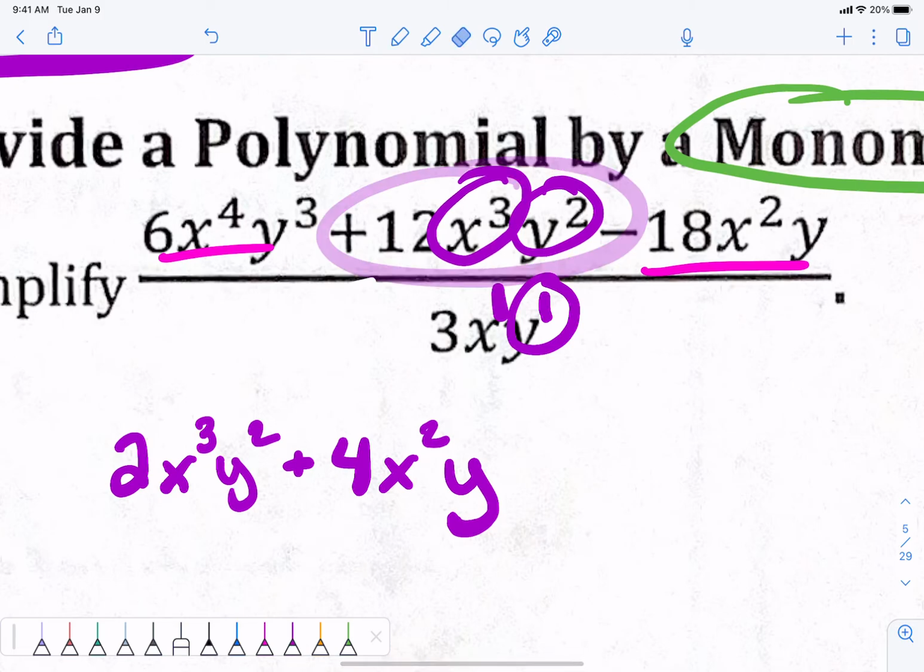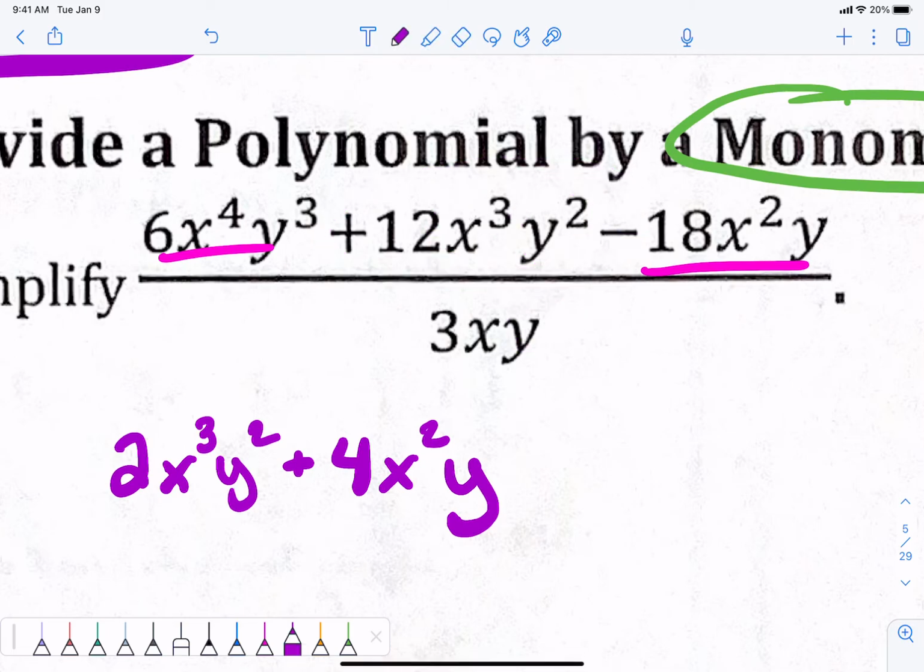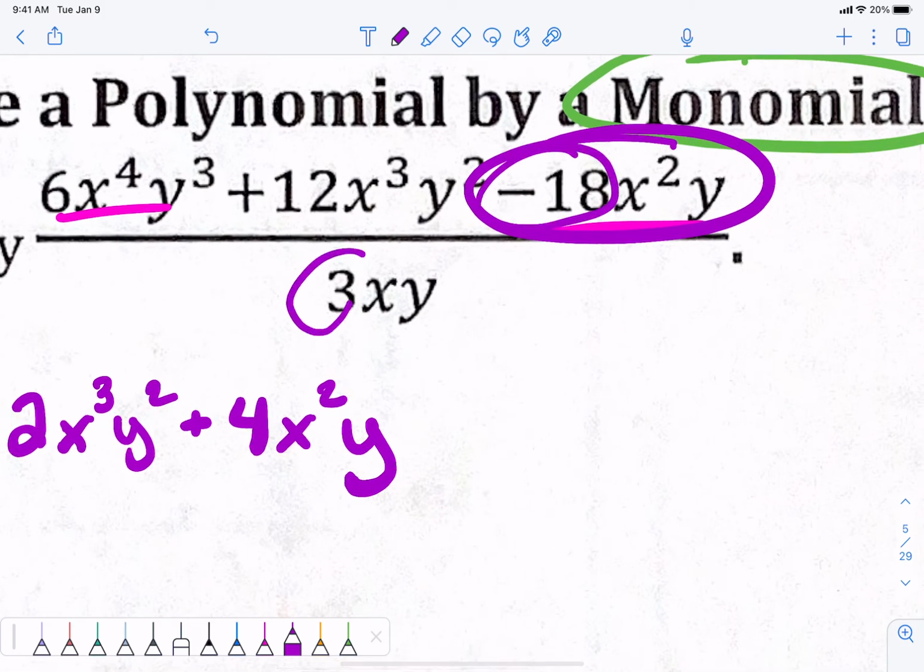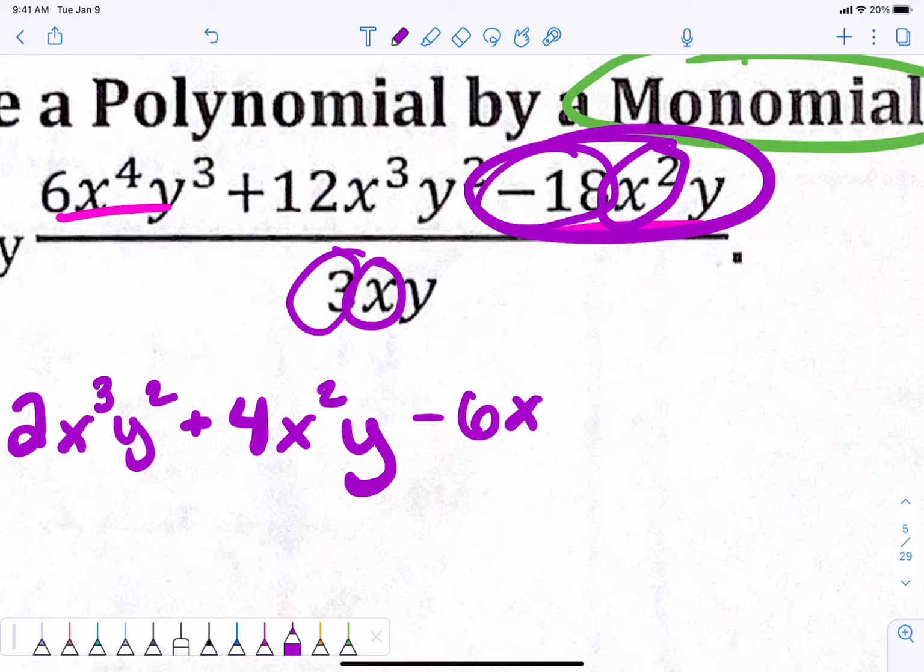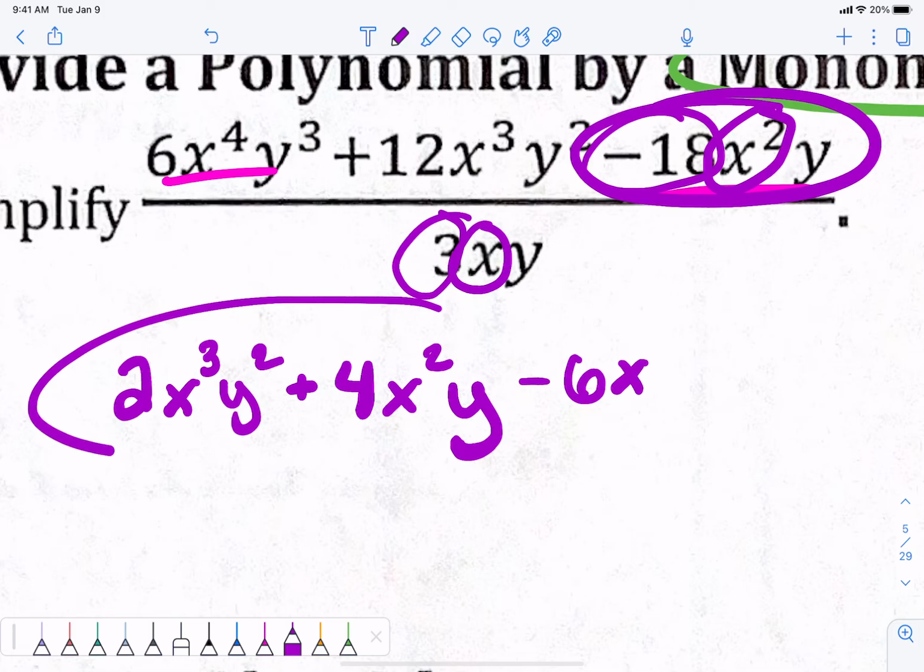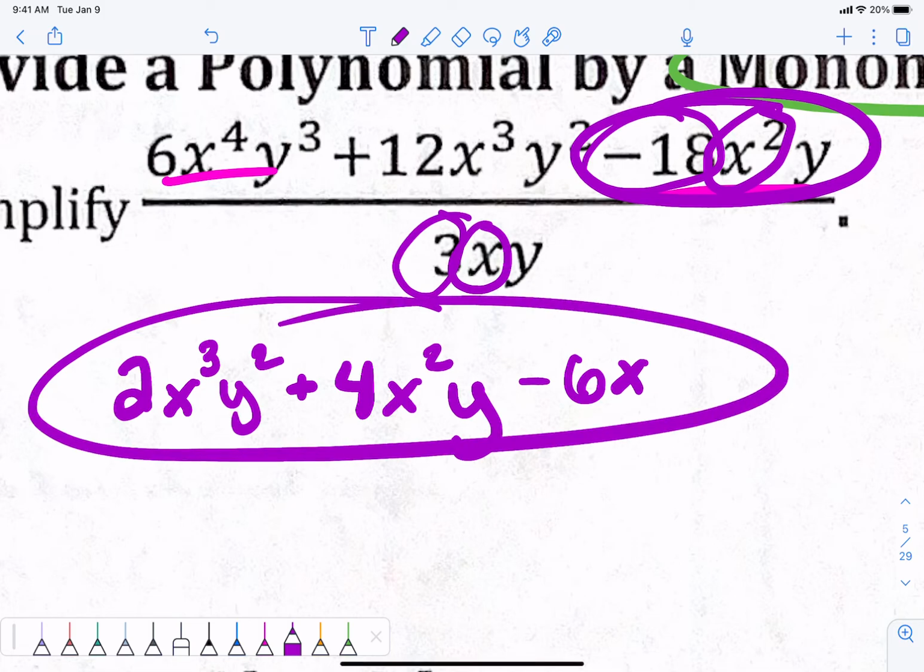Now we start with the other one. Negative 18x squared y divided by 3. Negative 18 divided by 3, we just do the numbers. Negative 6. X squared divided by x is just x, and y divided by y is nothing. It goes away, right? So that's just 6x. This is what we have now, right?